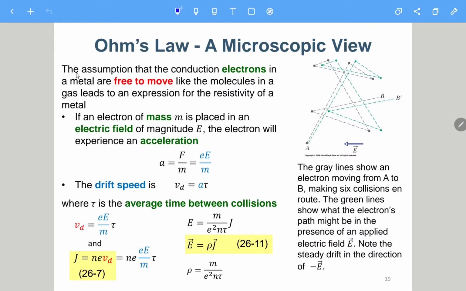Okay, so here it says the assumption that the conduction electrons in a metal are free to move like molecules in a gas leads to an expression for the resistivity of a metal. So if an electron of mass m is placed in an electric field of magnitude E, the electron will experience an acceleration according to Newton's second law of motion. We have F equals ma, so A equals F over m. And then according to the Coulomb force, the force on the electron placed in the uniform E field is F equals e times capital E. So we have A like this.